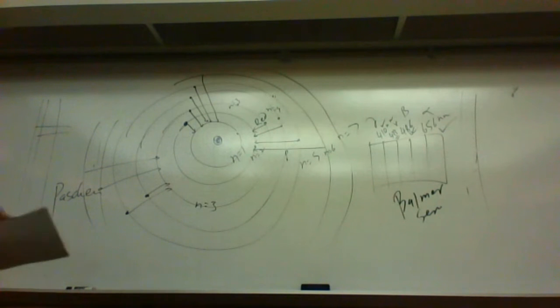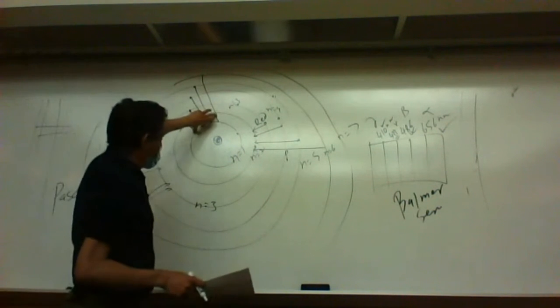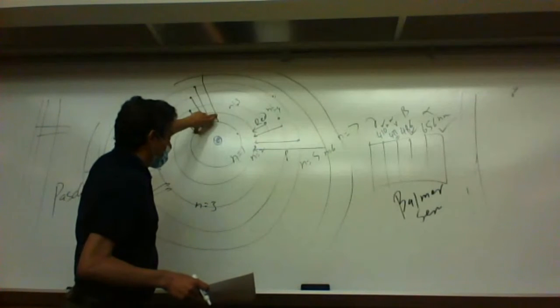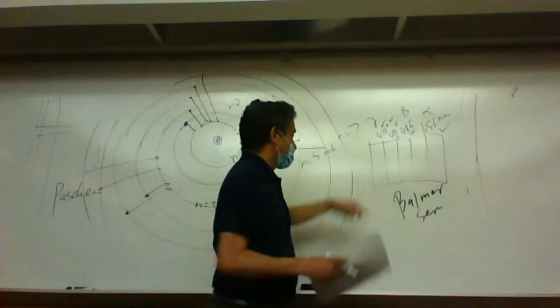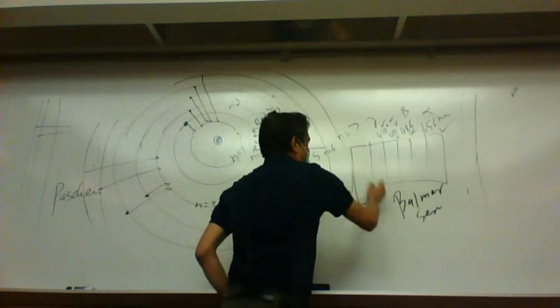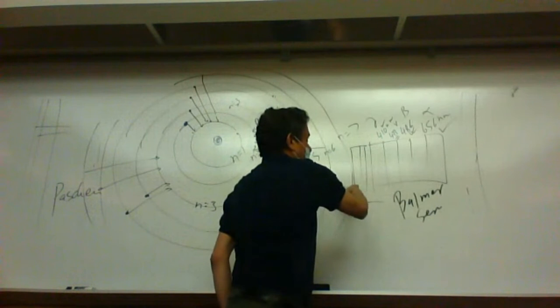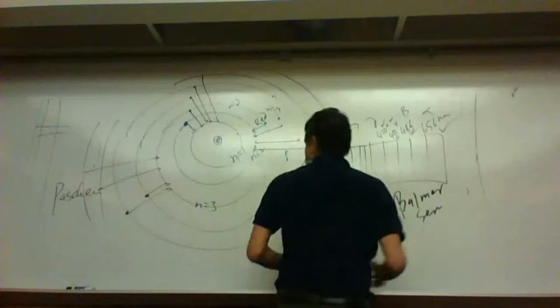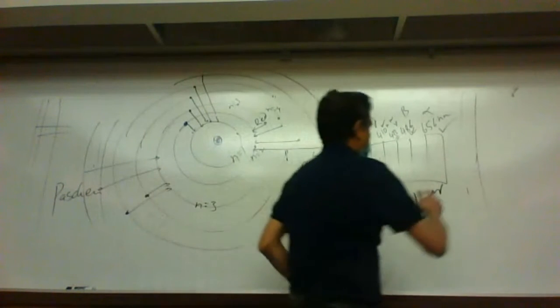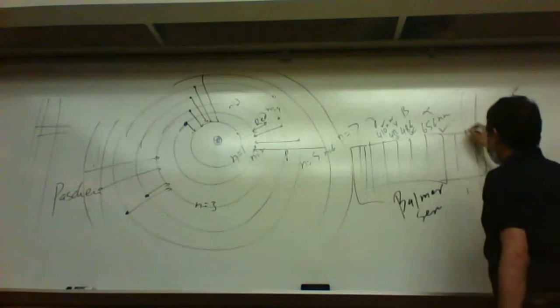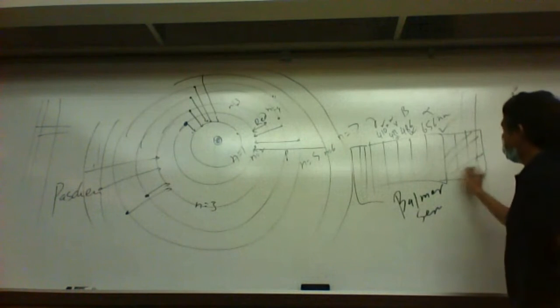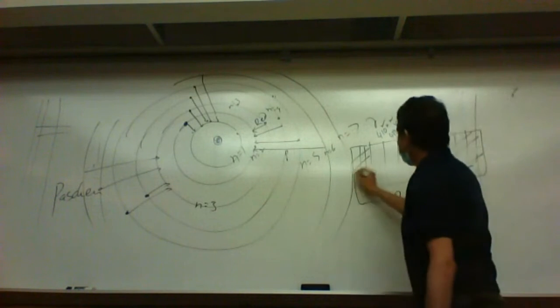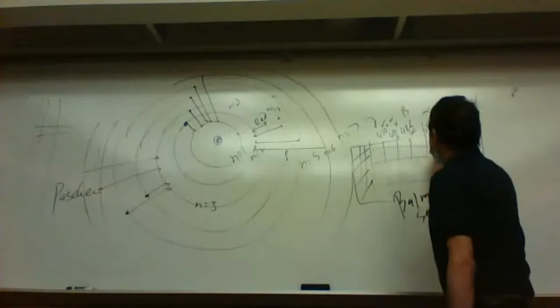So these are the Lyman series. This comes in the ultraviolet region toward this side. And toward this other side, we find the infrared region. So these are the infrared region, these are the ultraviolet region, and this is the visible region.